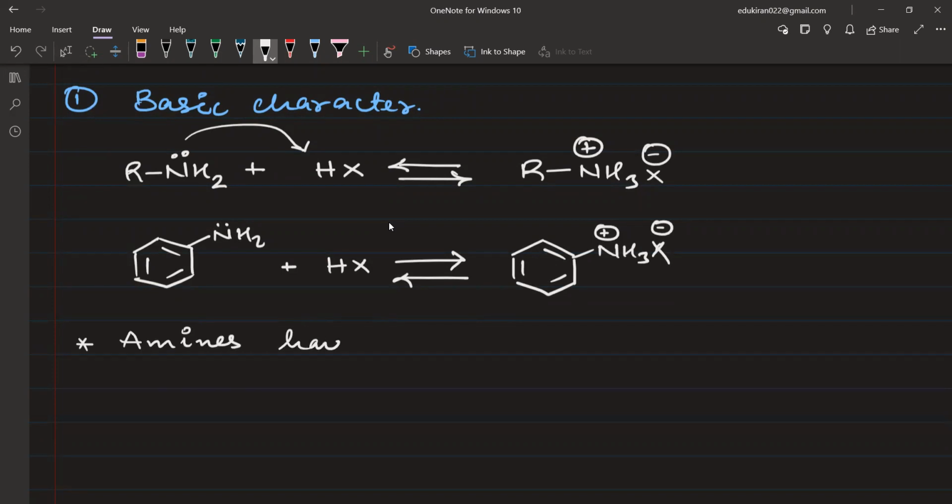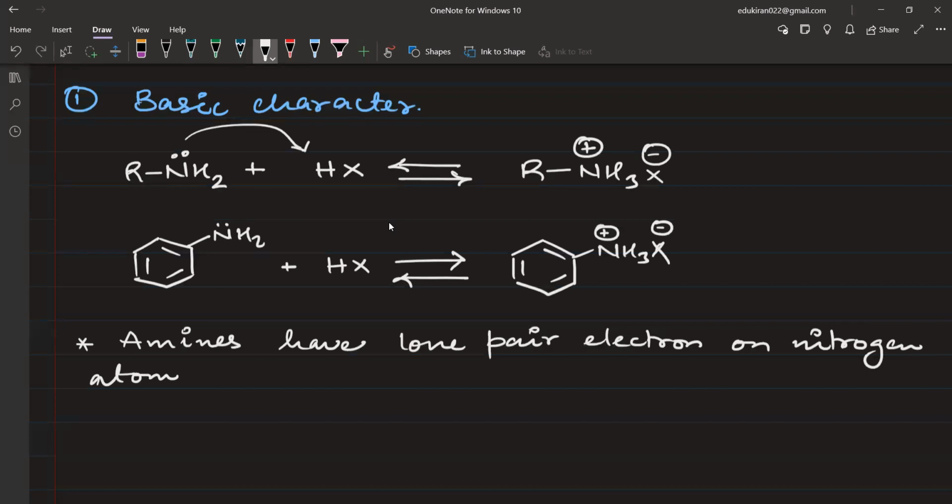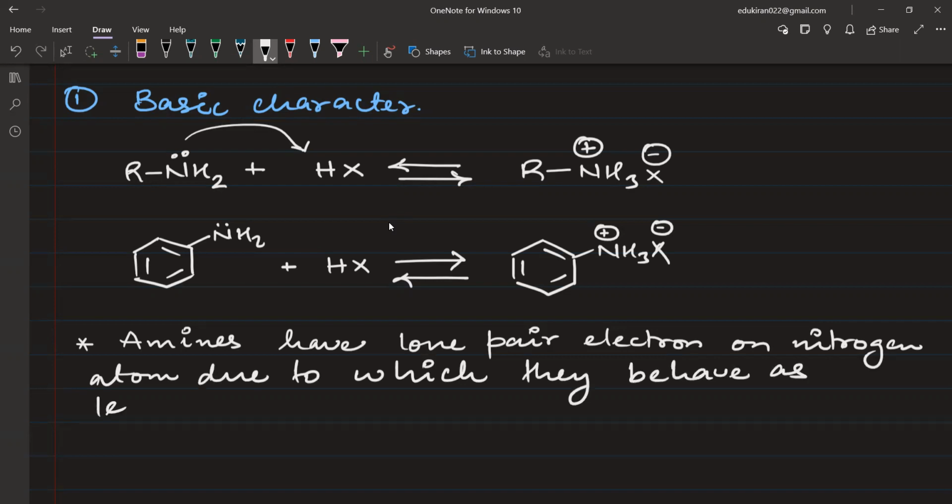Amines have a lone pair of electrons on the nitrogen atom, due to which they behave as Lewis bases. What is a Lewis base? A Lewis base has a tendency to donate electrons. It can donate electrons. That is known as a Lewis base.